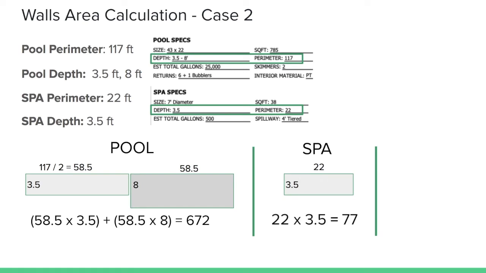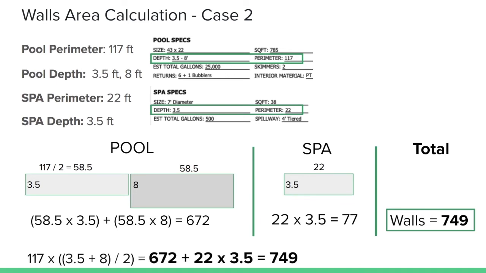You multiply those two values, you get an area of 77 for a total value of walls of 749. Again, if you just want to take the quick route and do the perimeter times the average depth, you'll get the same value, 749 for the pool and the spa.